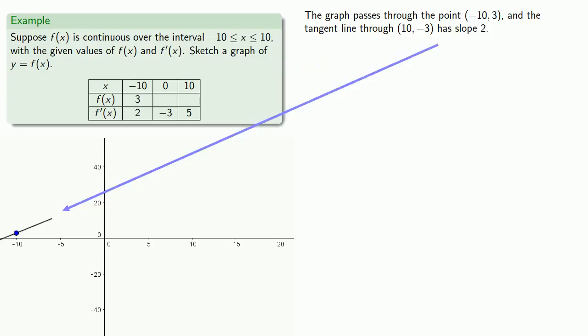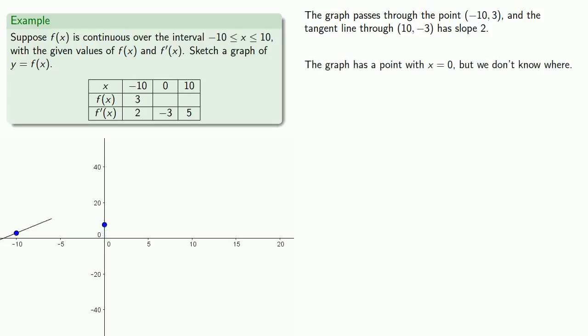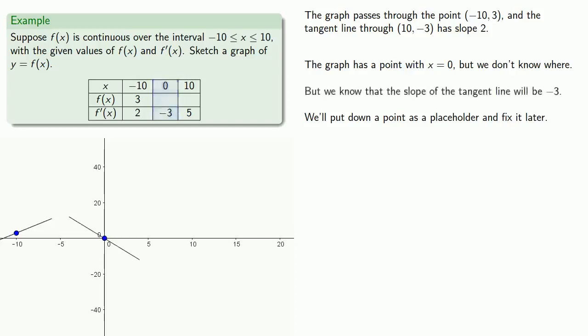Now because the graph is continuous over the interval, we know that there has to be a point where x equals 0, but we don't know where. We don't have the f of x value, we don't have the y value. Well, one of the nice things about mathematics is we can put something down and fix it later. So we'll put down a point as a placeholder, and we do know that our derivative is negative 3, so we know that the slope of the tangent line will be negative 3.